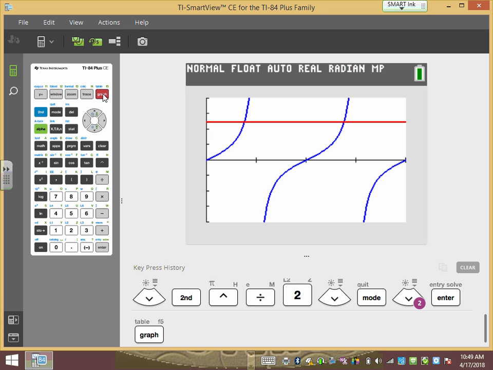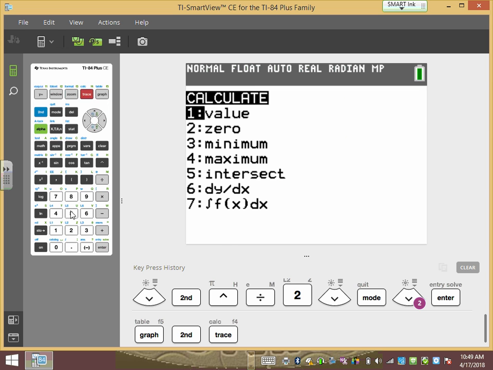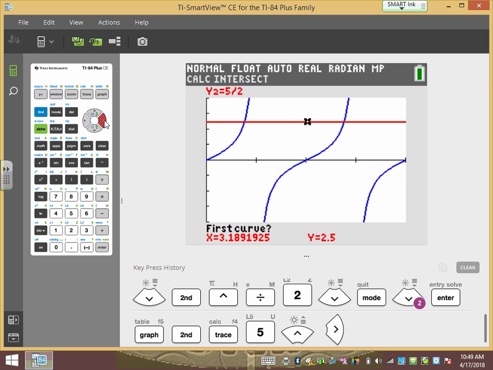Here are my two solutions that I just got. They want the largest positive one. So that one. If I don't restrict my window to 0 and 2 pi, I'm going to have way more answers than I need possible. Right? I need to restrict my window to be the domain that they gave me. I go second trace 5. Enter, enter, enter. 4.3, and I'm done.